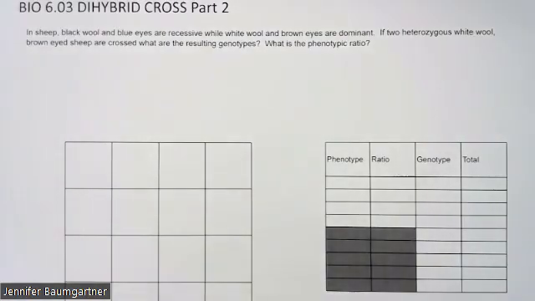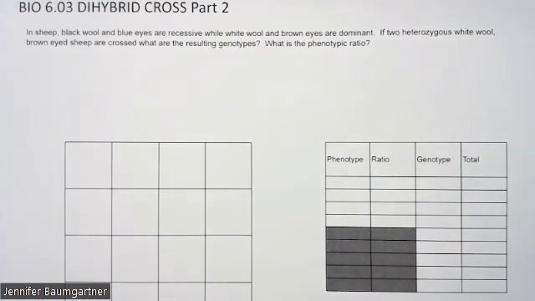Okay, guys, in this second video for dihybrid crosses, we're going to do a sample problem. So we're going to look at a sheep, and we have two traits. We've got wool color and we've got eye color. So brown eyes and white wool are dominant, and black wool and blue eyes are recessive.